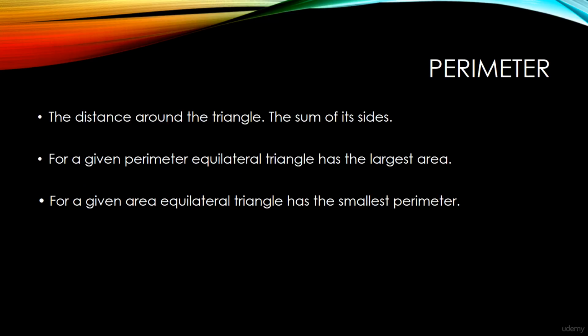Perimeter is the distance around the triangle, the sum of its sides. For a given perimeter, the equilateral triangle has the largest area. For a given area, the equilateral triangle has the smallest perimeter.